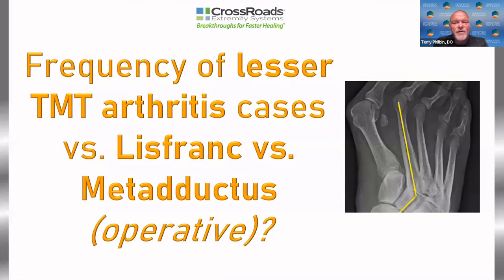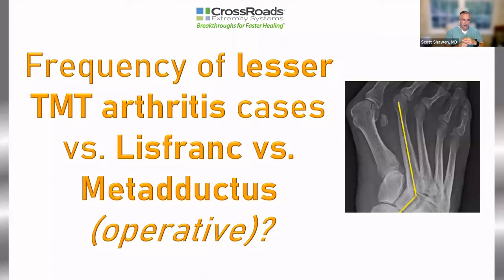All right. Frequency of lesser TMT arthritis versus Lisfranc versus metaductus, and whether or not it's operative. When you do these operative, what's the frequency? What do you see more, TMT arthritis cases, Lisfranc, or metaductus cases?